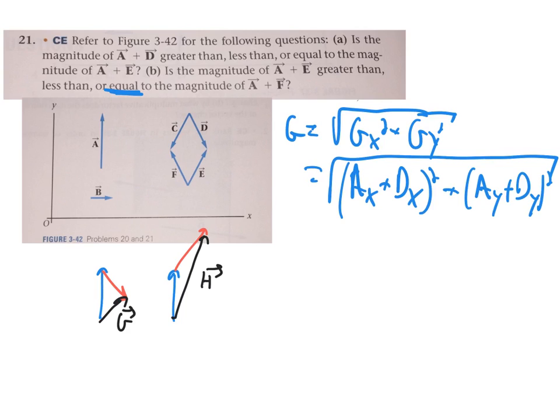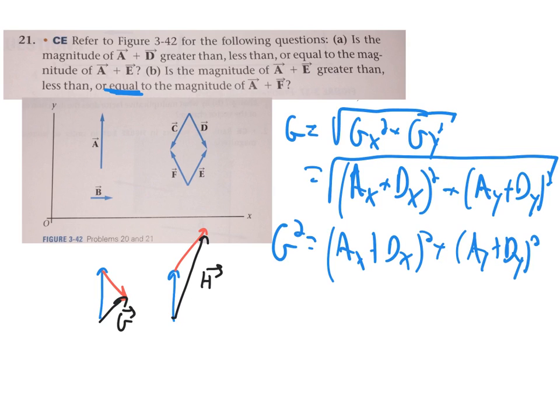To make life a little easier, I'm actually going to go for G squared, because then I can stop carrying the square root around. It doesn't matter, right? If G is bigger than H, then G squared is bigger than H squared. So we know they're all positives anyway, so we'll be fine just doing that. So we end up with ax plus dx quantity squared plus ay plus dy quantity squared, and then we apply the rule of algebra that x plus y squared is x squared plus twice their product plus y squared, and likewise for the y's.